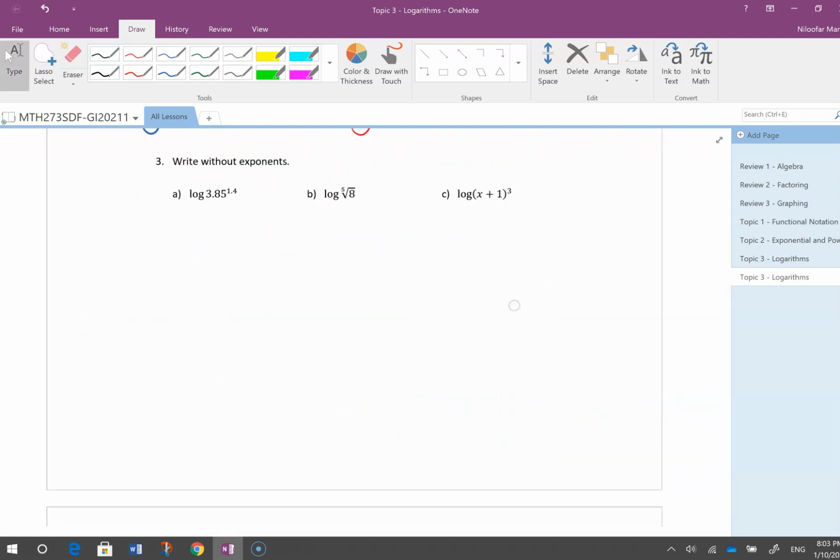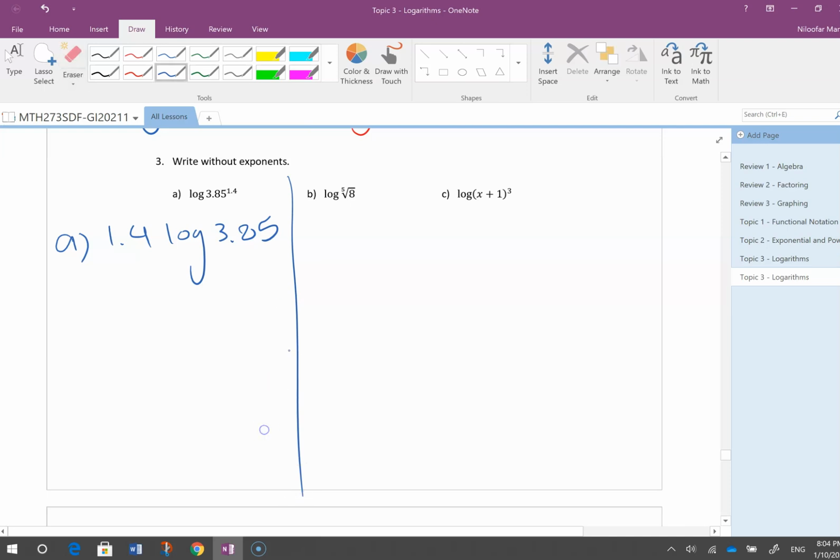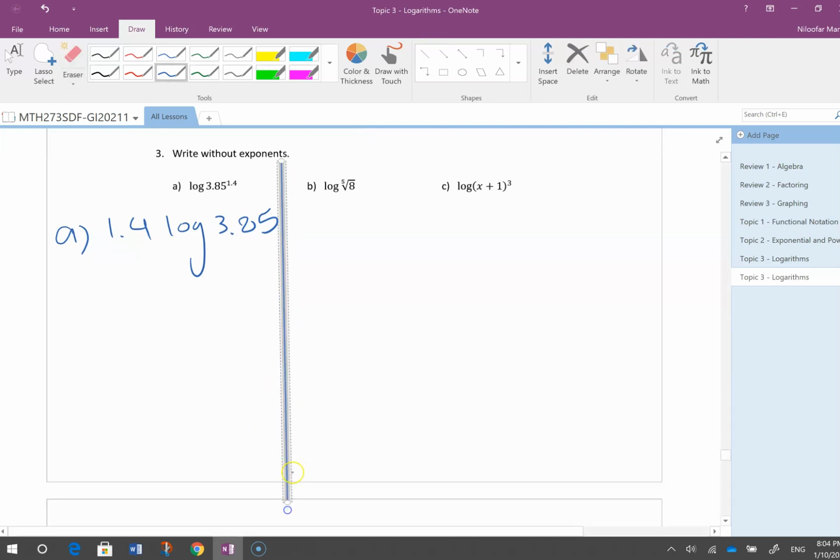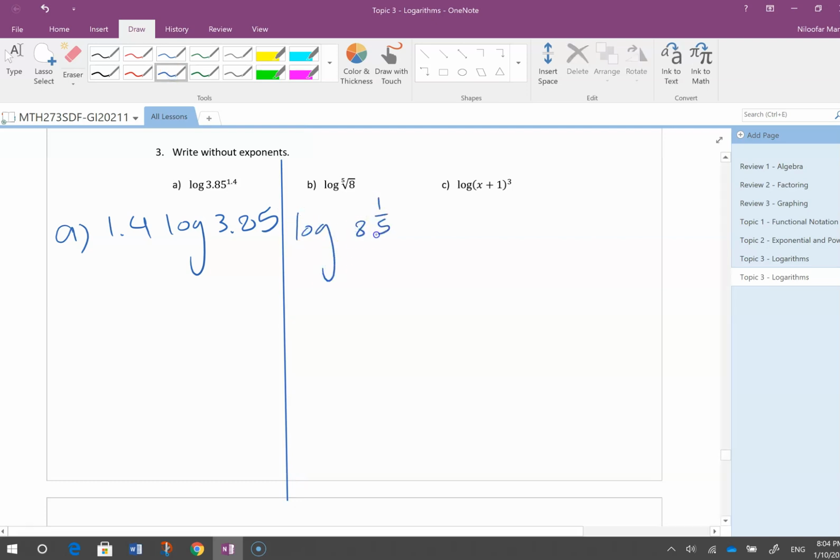Okay, oh, perfect. So write without exponent. I don't want to see any exponent. Oh, yes, I know. A is 1.4 logarithm 3.85. It didn't say calculate, so I do not go to my calculator and calculate. Okay, B is, so maybe I can make a line here. Okay, so this is logarithm 8 power this, which is 1 over 5 logarithm 8. This is 3 logarithm x plus 1.